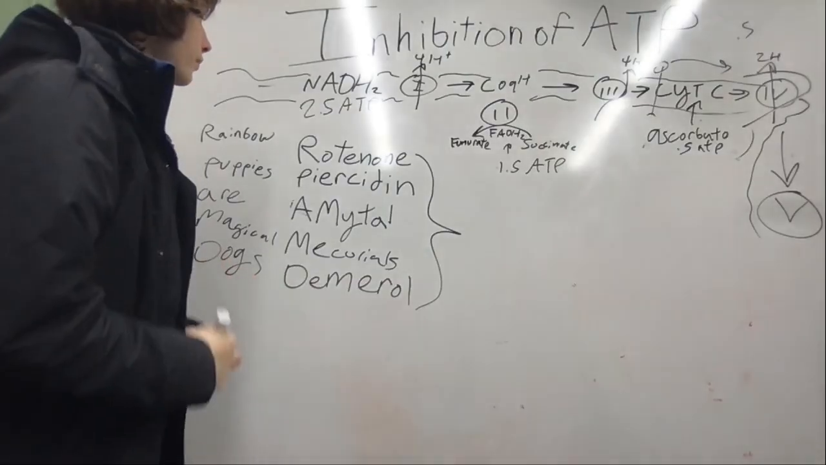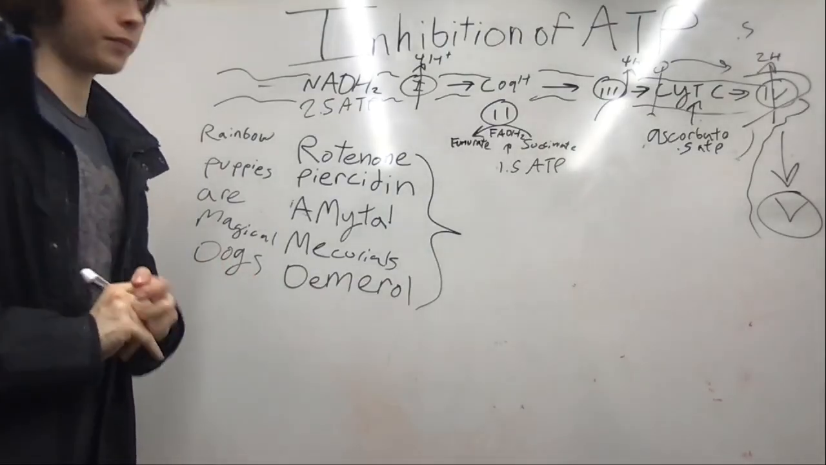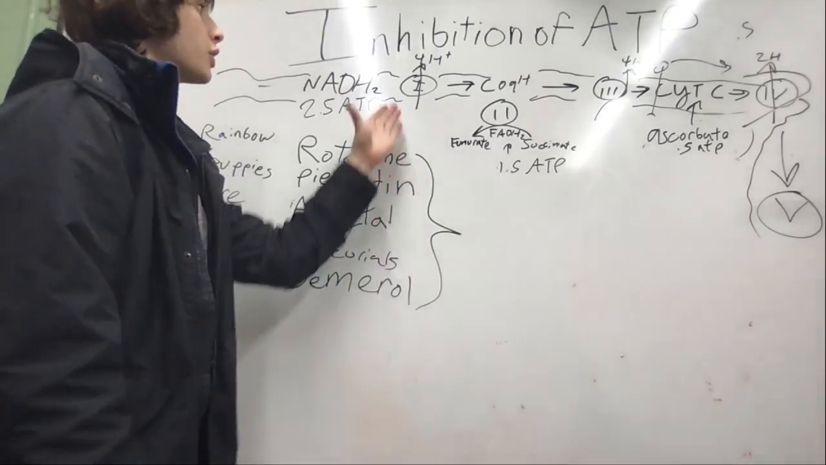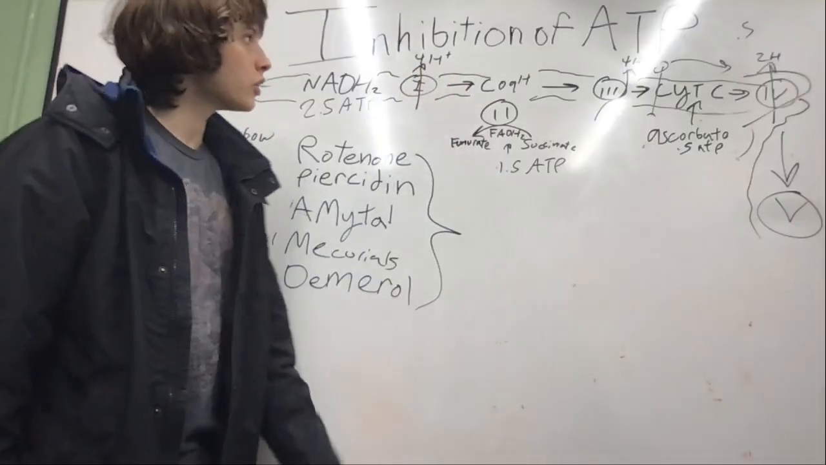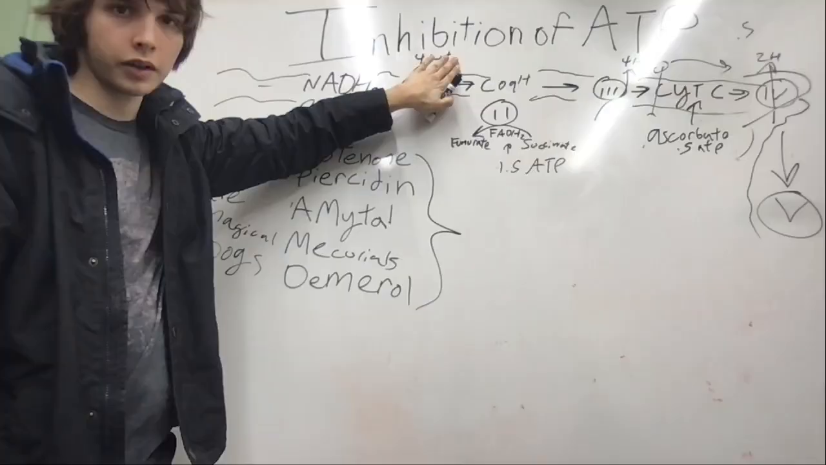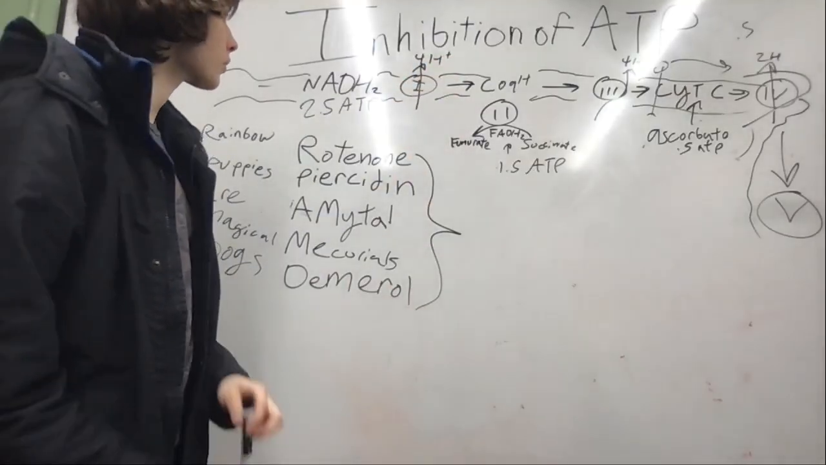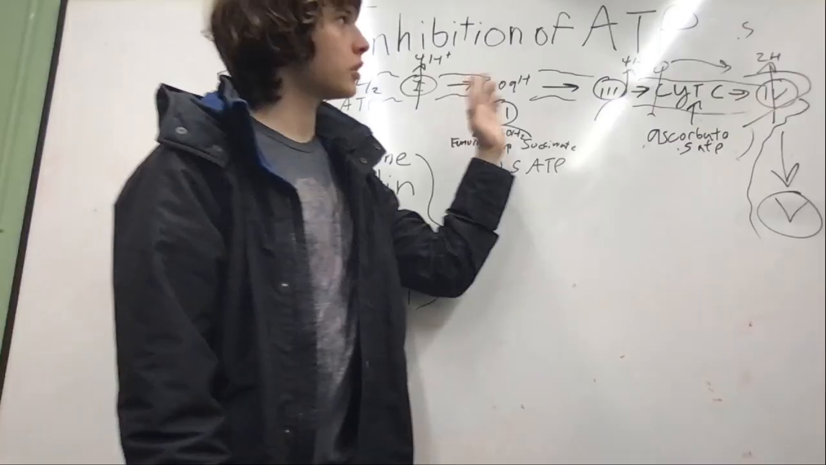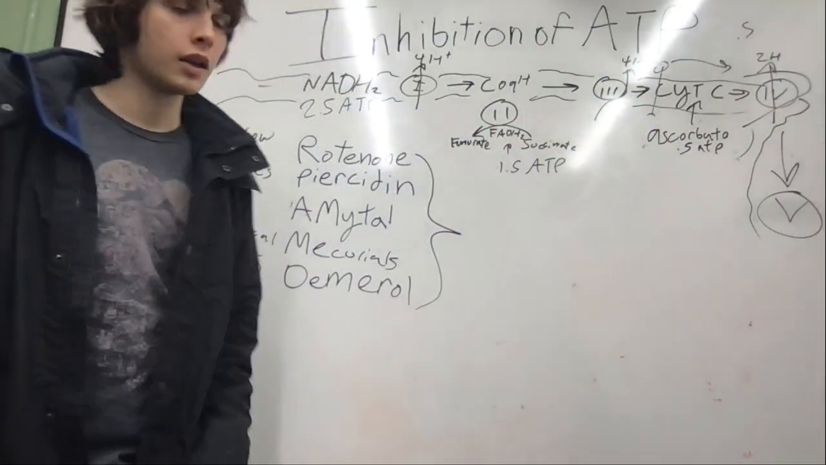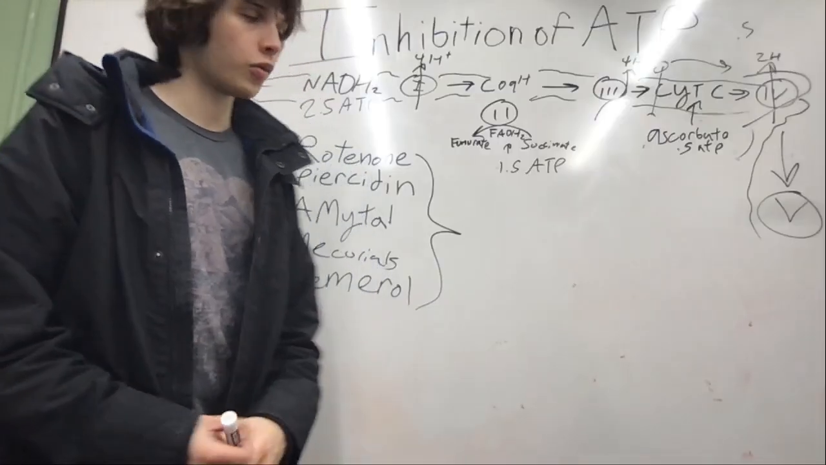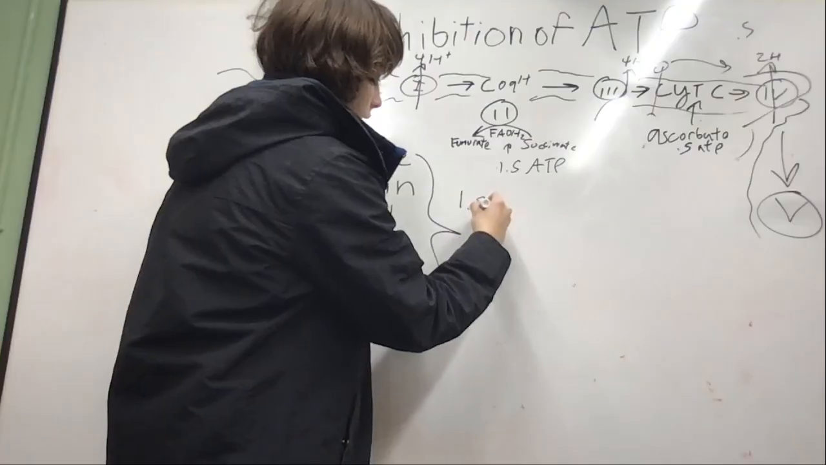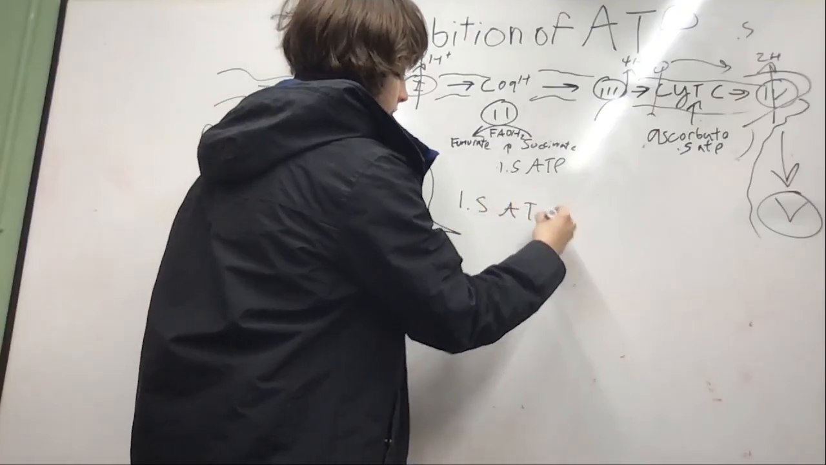Okay, so this is a complex 1 inhibitor. What happens if we inhibit this complex right here? Well, how do we generate ATP? We have these protons, right? So what if we block this proton flow right here? Well, we're only going to be left with these 6 over here. And we know that it takes 4 to generate 1 ATP. So 6 divided by 4, we're going to create 1.5 ATP.